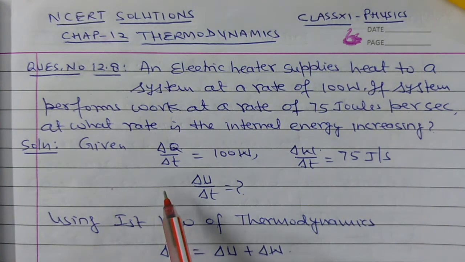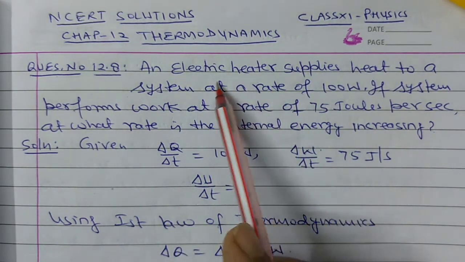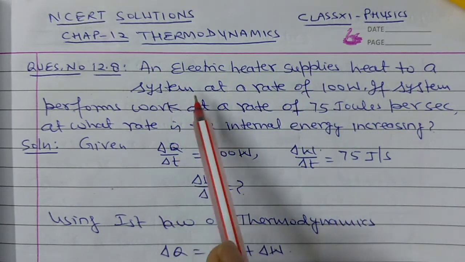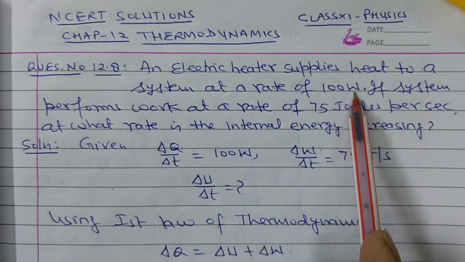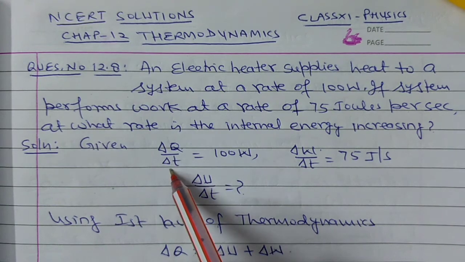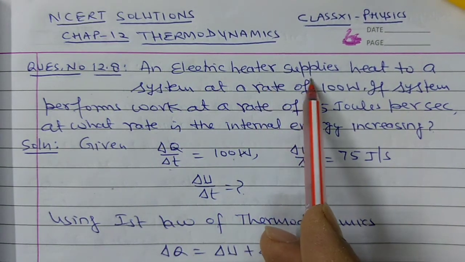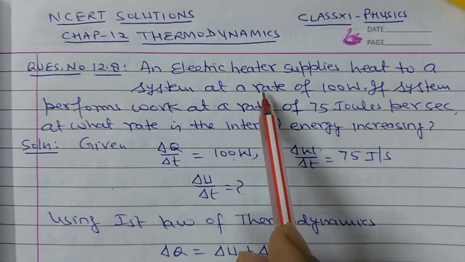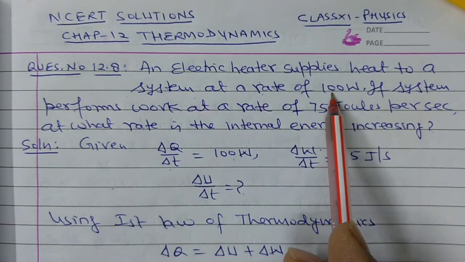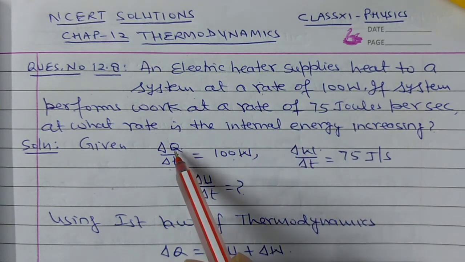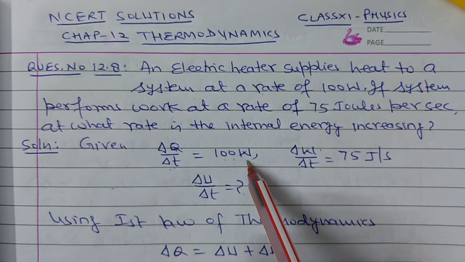इस क्वेश्चन में हमें गिवन है this heat supplies to system at a rate of 100 watt, that is delta Q upon delta T. This is 100 watt is given. इलेक्ट्रिक हीटर सप्लाईज करता है हीट किसी सिस्टम को किस रेट से 100 वाट एट ए रेट ऑफ 100 watt, that is delta Q upon delta T is equal to 100 watt.